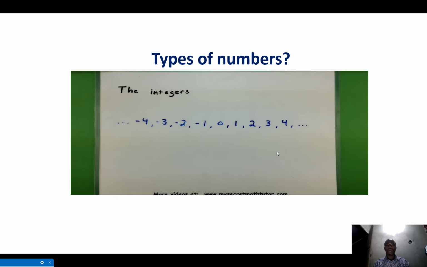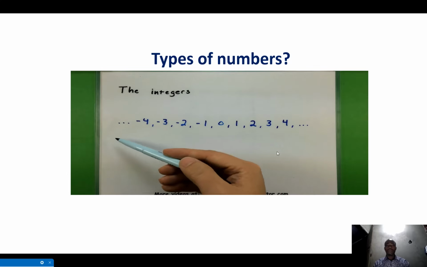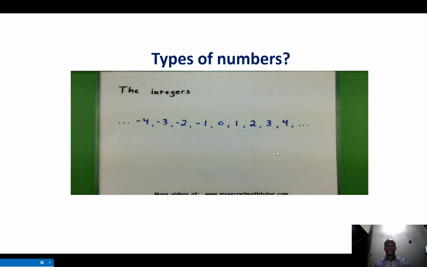The next major group of numbers is our integers. They contain not only the familiar counting numbers and 0, but they also contain the negatives of the counting numbers. So you'll see things like -1, -2, -3, -4, and all the way down the line, much further into -5, -6, as far as you can go.